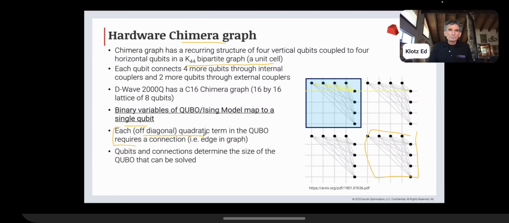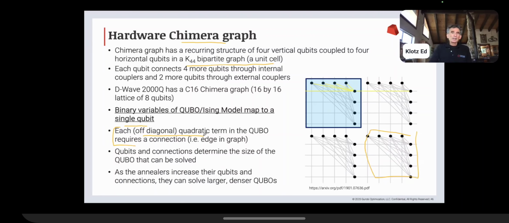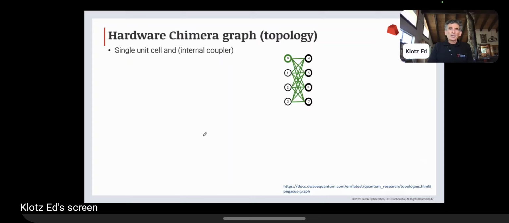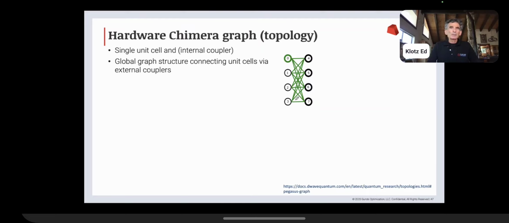And ultimately, it's the qubits and connections that determine the size of the QUBO that can be solved. And as the annealers increase their qubits and connections, they can solve larger QUBOs. All right, so I'm recasting the Chimera graph and these 4x4 complete bipartite graphs into an equivalent topology that I think is a little easier to handle.